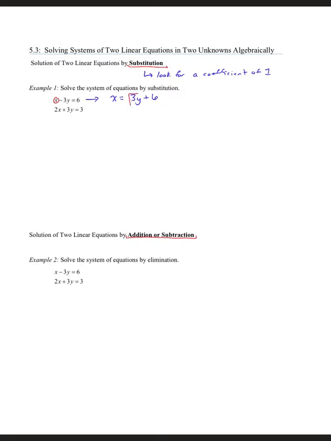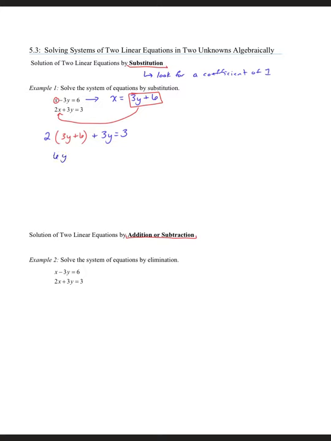Then what I'm going to do is take this expression and substitute it in for my x. That's why it's called the substitution method. So now when I write that, I have 2 times this 3y plus 6, and then I bring the rest of that equation down. Plus 3y equals 3. You always want to make sure that when you substitute this in, you always put it into the other equation. If you substitute it in the one you just brought it from, everything's going to cancel out. So now we have to distribute.